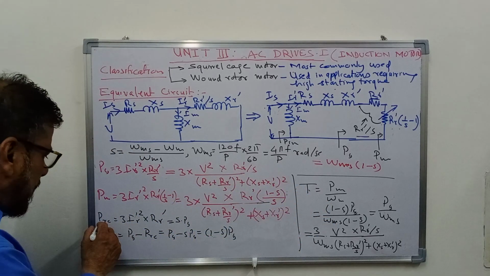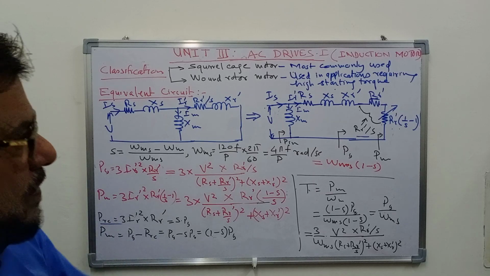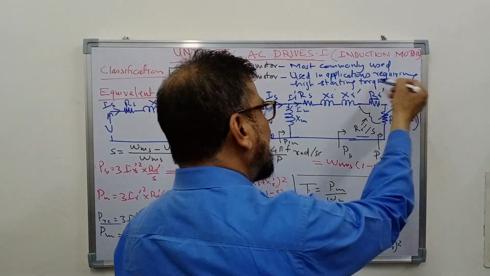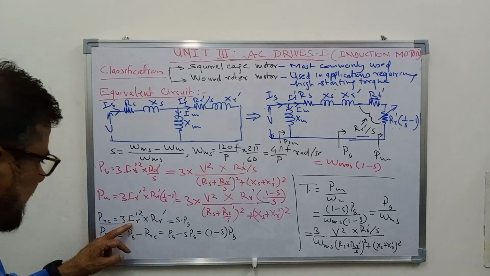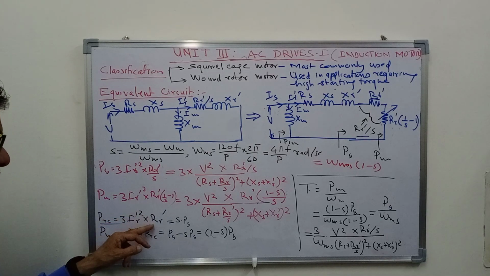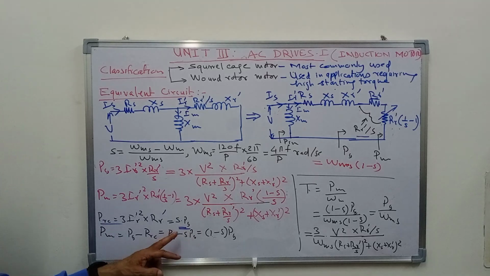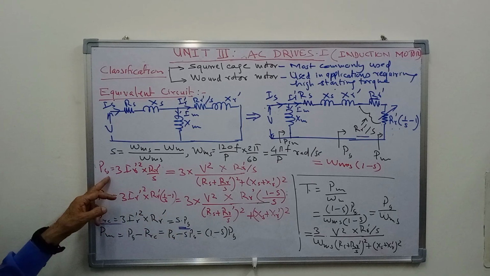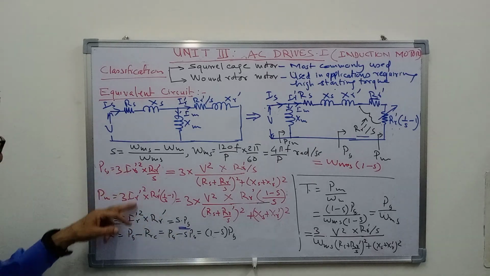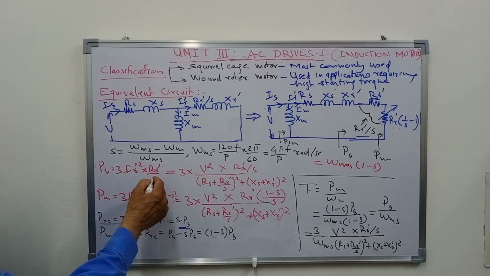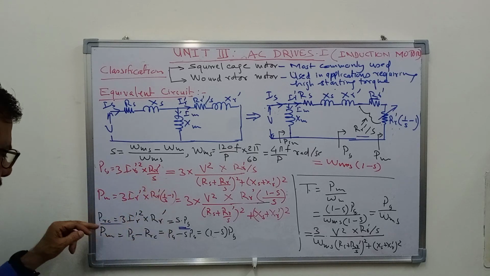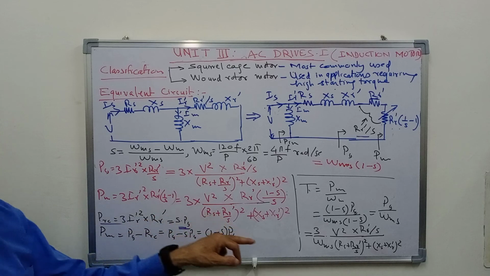And if you want to know what is the rotor copper loss, you can find out the power loss in the resistance RR dash. So it is simply 3 IR dash square into RR dash, and you can see that it is equal to slip times air gap power. You can compare with this. So this power and this power differ by the factor S here. So the rotor copper loss is slip times the air gap power.